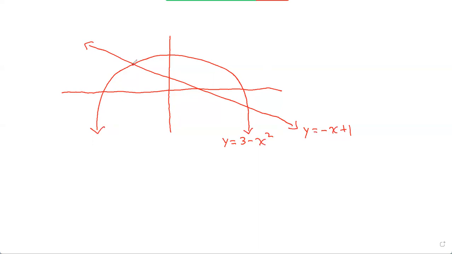So what does that mean? We have to find the area in which these two graphs form a closed region. Between the points where they intersect, this is the closed area. So we have to find the area of this blue region.